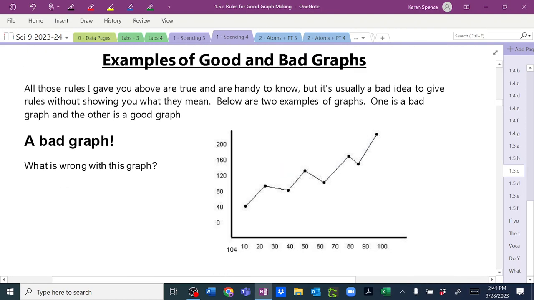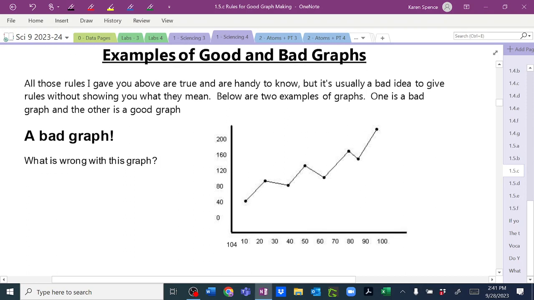All right, here's an example of a bad graph. I would like you to chat with your partner and decide what is bad about this graph. Oh, the 104 is just the page number. Let's get rid of that, I should move it so it's not near the graph.